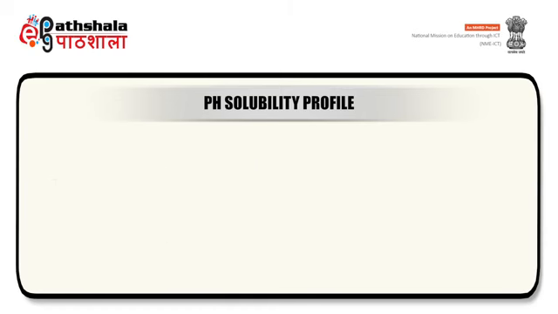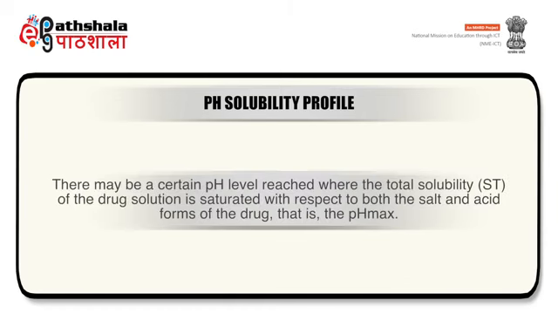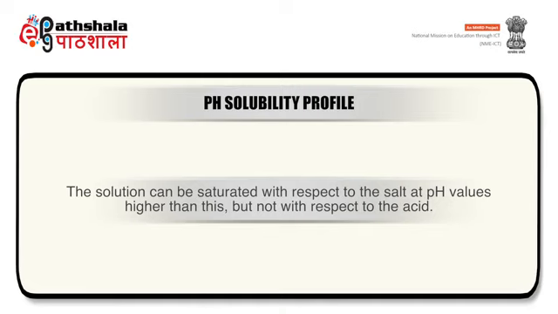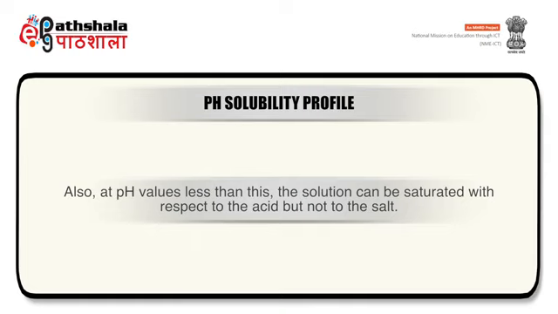There may be a certain pH level reached where the total solubility of the drug solution is saturated with respect to both the salt and acid forms of the drug, that is the pH maximum. The solution can be saturated with respect to the salt at pH values higher than this, but not with respect to the acid. Also, at pH values less than this, the solution can be saturated with respect to the acid but not to the salt.